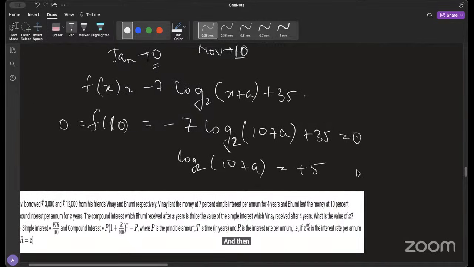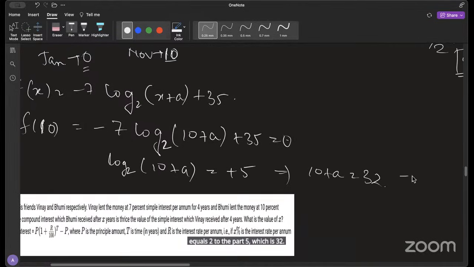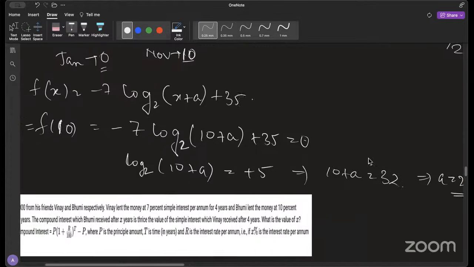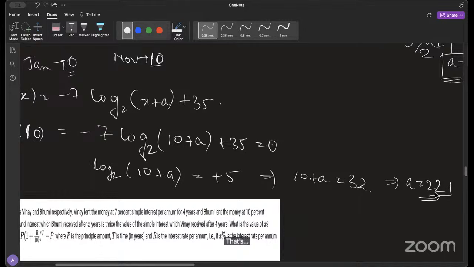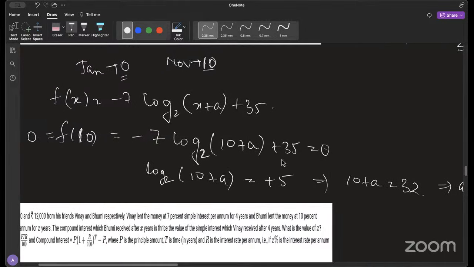And then raise both of these to the power 2. So you'll have 10 plus a equals 2 to the power 5, which is 32. So a should be 22. That's all. Is this okay? Yes, ma'am.